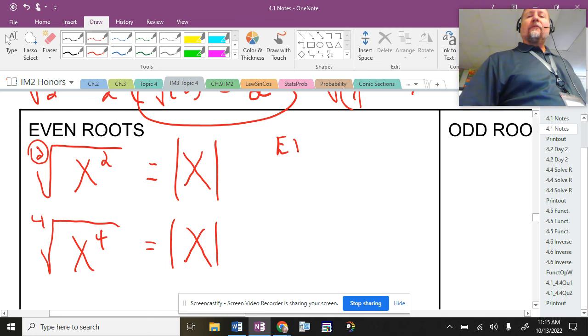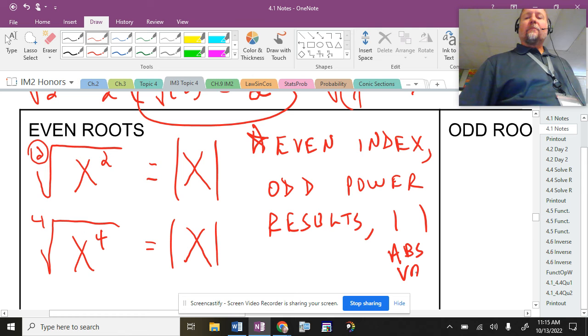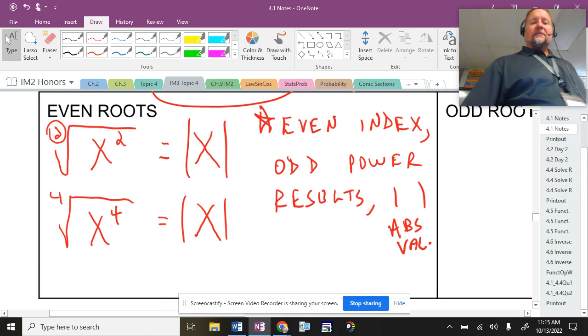Whenever you have an even index, this is the one big star that you've got to remember, and an odd power results. I don't know if my English is great here. Don't care. Or I couldn't. See, you got that wrong. Couldn't care less. Odd power results, you need absolute values. Maybe put that in words there. That's an absolute value.